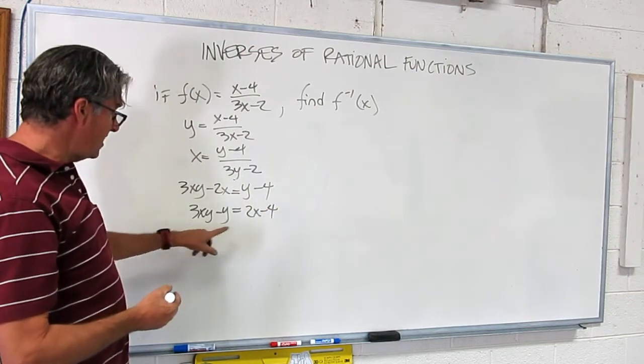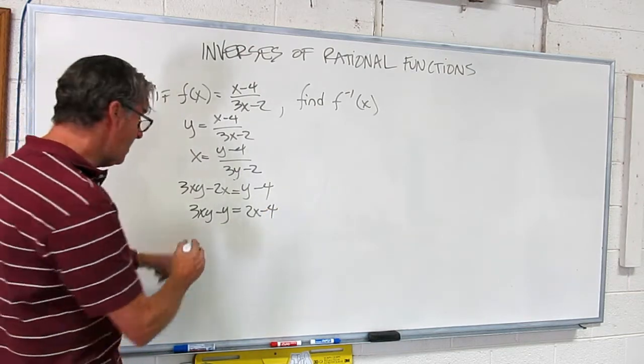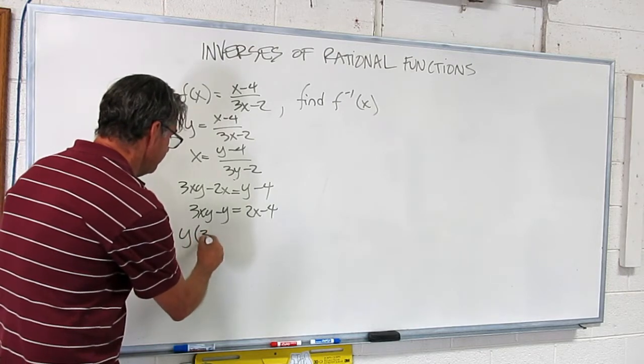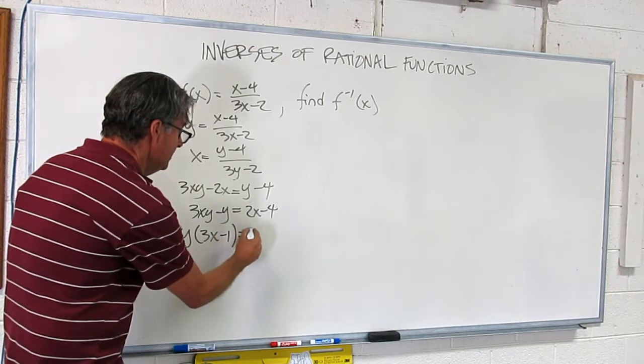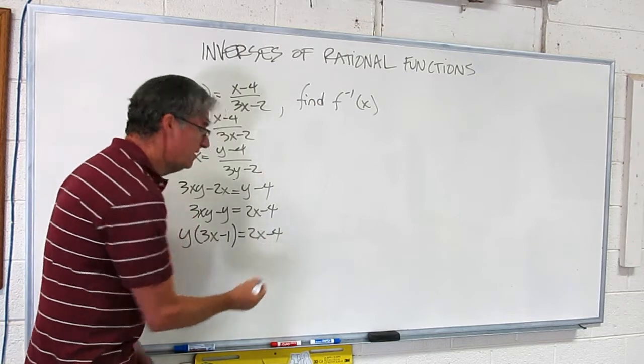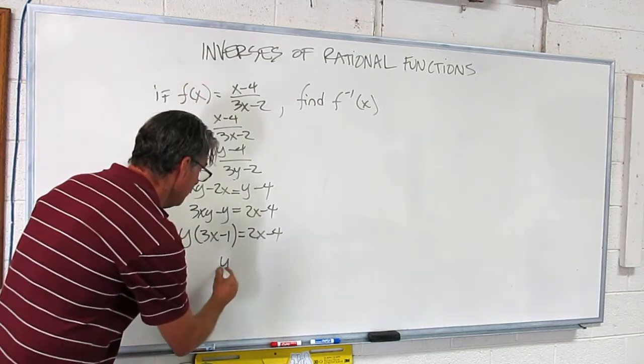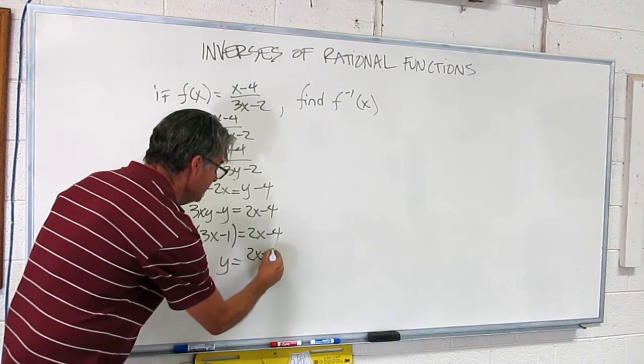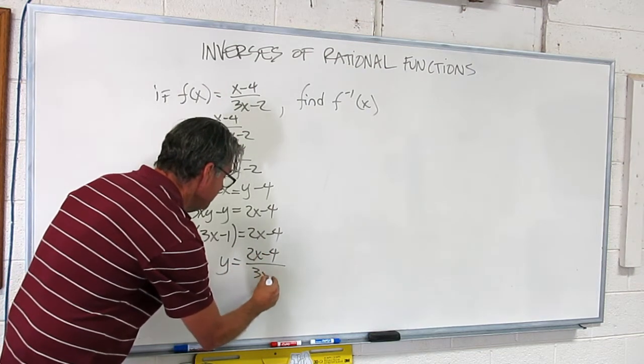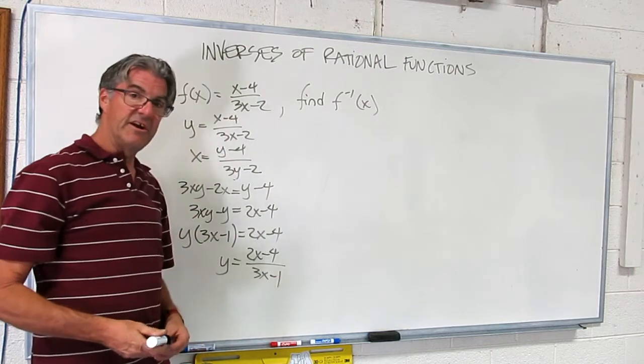So now I have my two y terms on one side. I can factor the y out and get y times 3x minus 1 equals 2x minus 4. Last step, divide through by 3x minus 1 to get the y alone, and I have 2x minus 4 over 3x minus 1. And there you have it.